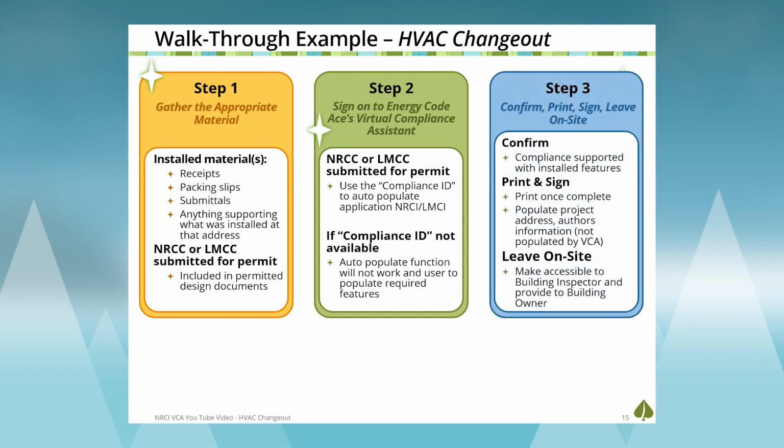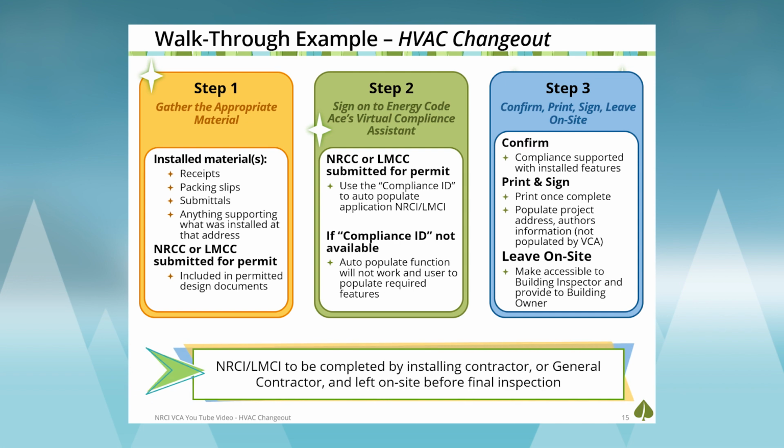Step three is to make sure that everything is exactly how you thought it should be. Let's go ahead and print the forms. We do then have to go in and add some information. Because of the protection laws of California, this tool will not collect pertinent information such as addresses and phone numbers and emails. That will have to be provided after the fact with another PDF software choice. You're going to make sure to leave these forms on site for inspection and also to provide to the building owner.